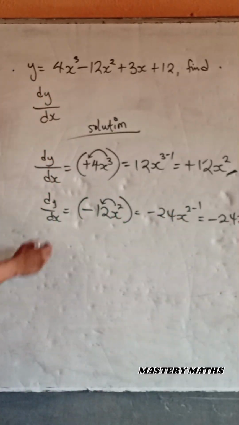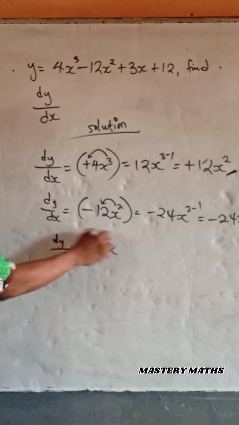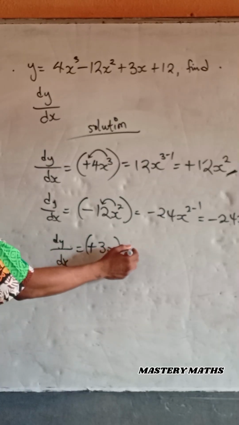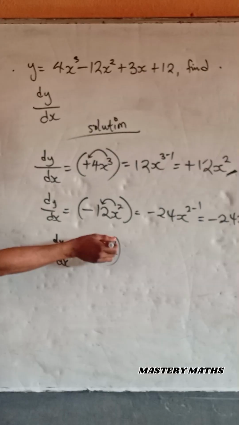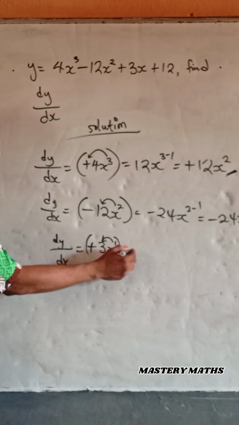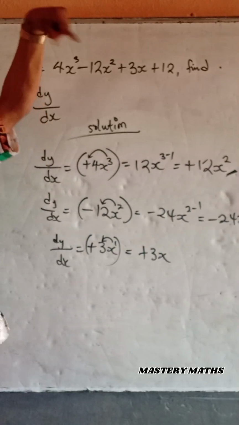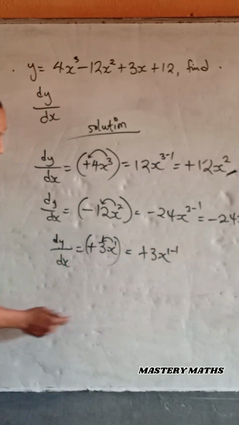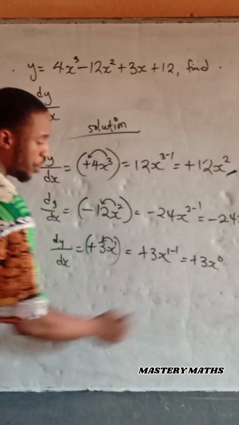Now the next one is plus 3x. I told you that the variable x represents 1. Okay, let's put the 1 there so we better understand it. Now you use the 1 to multiply the plus 3. So 1 times plus 3 will give us plus 3x. Remember, I told you always subtract 1 from the power. So it will be 1 minus 1, which will give us plus 3x raised to the power of 0.